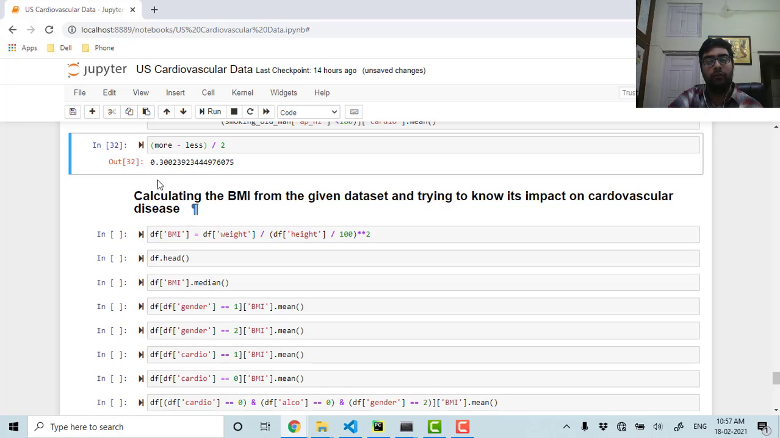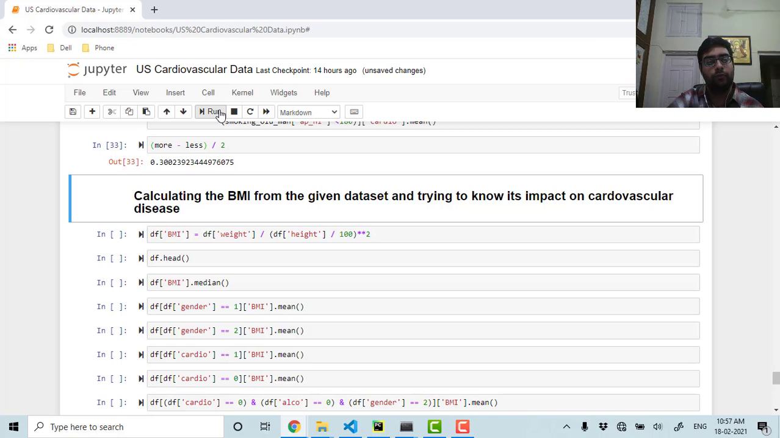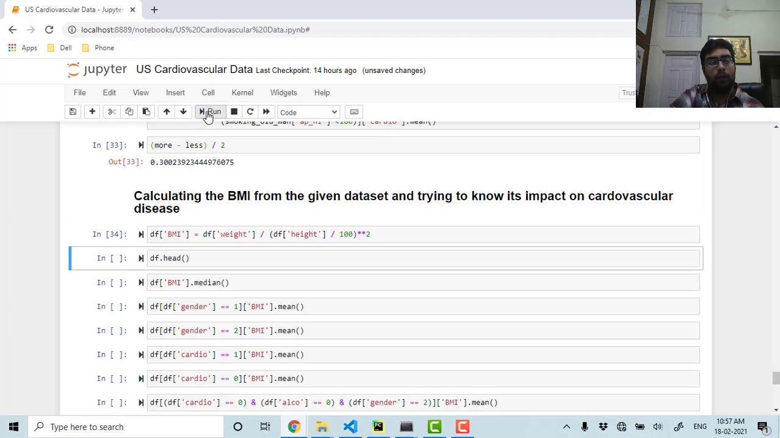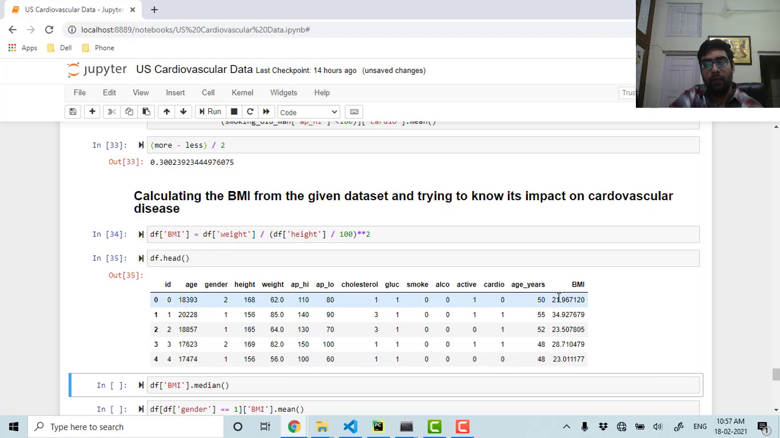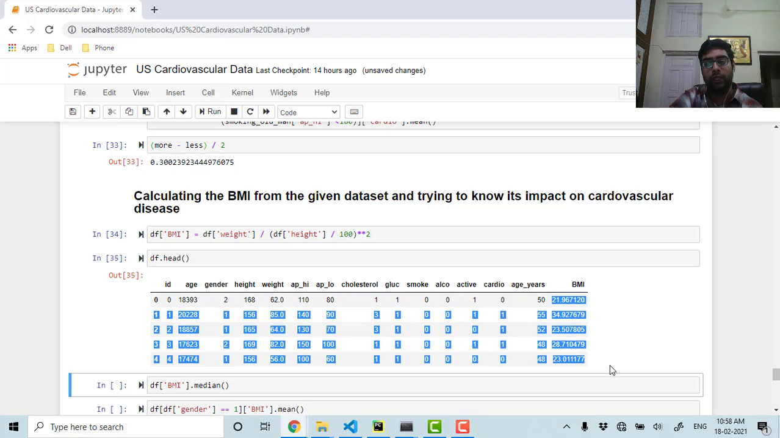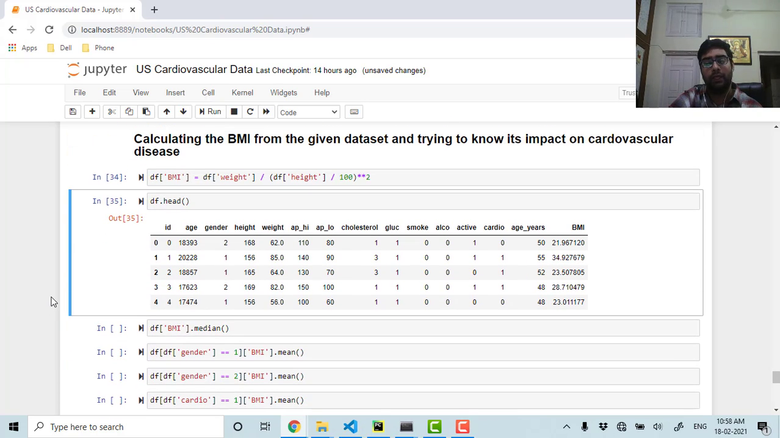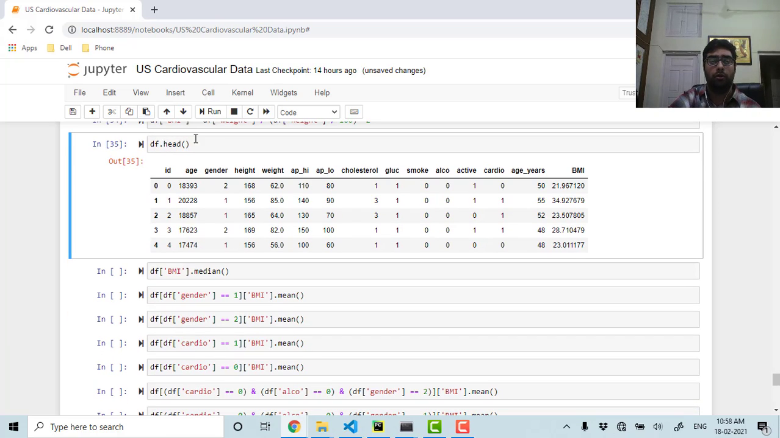Now let's analyze one more feature. Let's do feature engineering. Let's calculate the BMI from our given data set. BMI is body mass index, where the weight is divided by the height. So let's get the BMI. So we have the BMI for each row of our data set. We'll analyze whether the BMI impacts cardiovascular diseases or not.